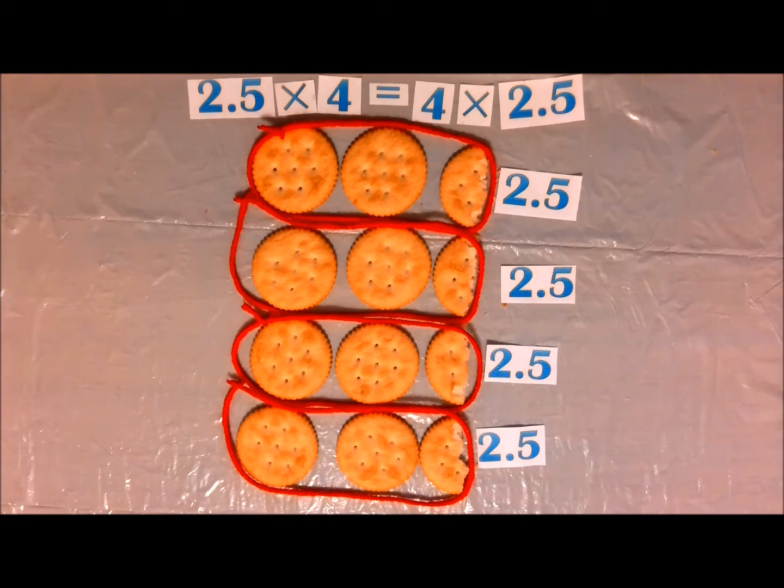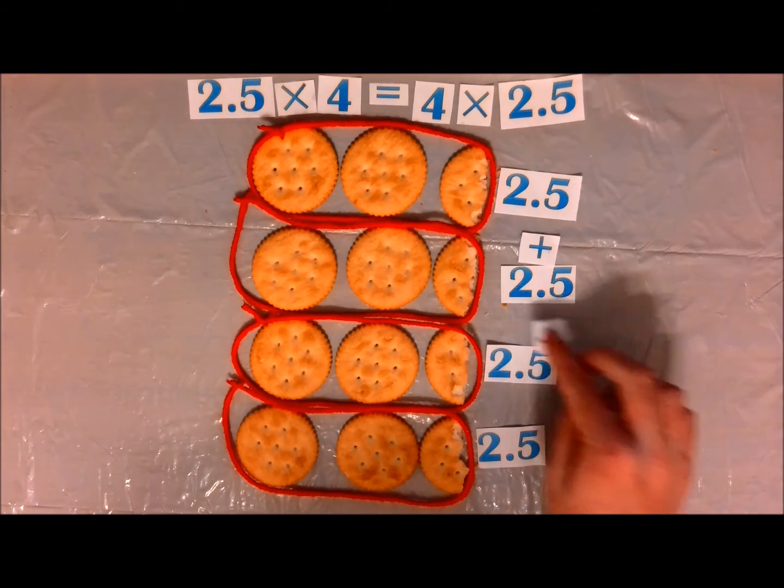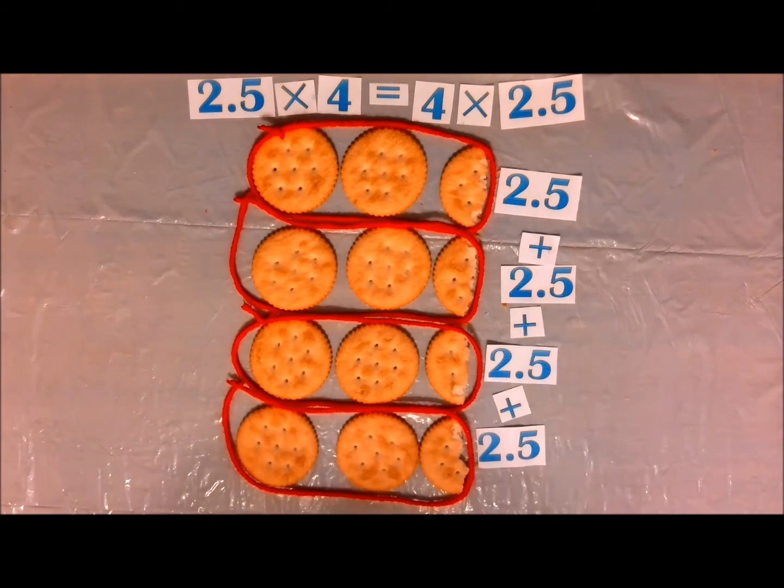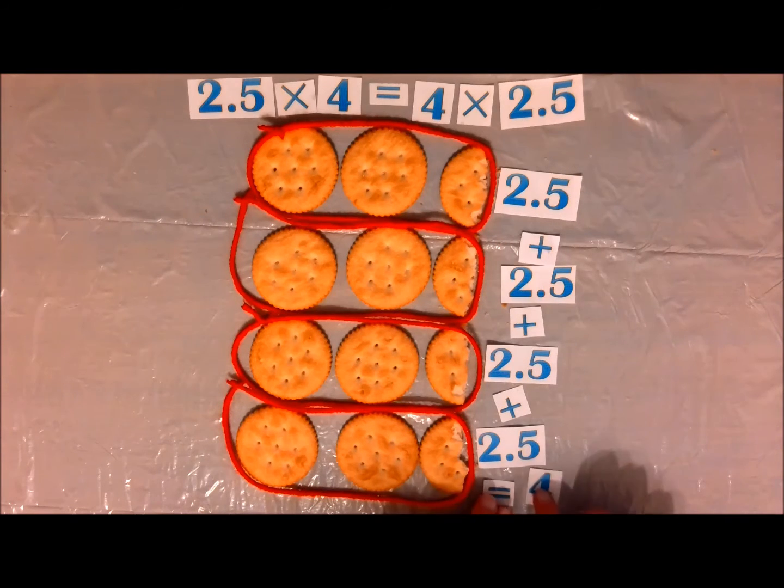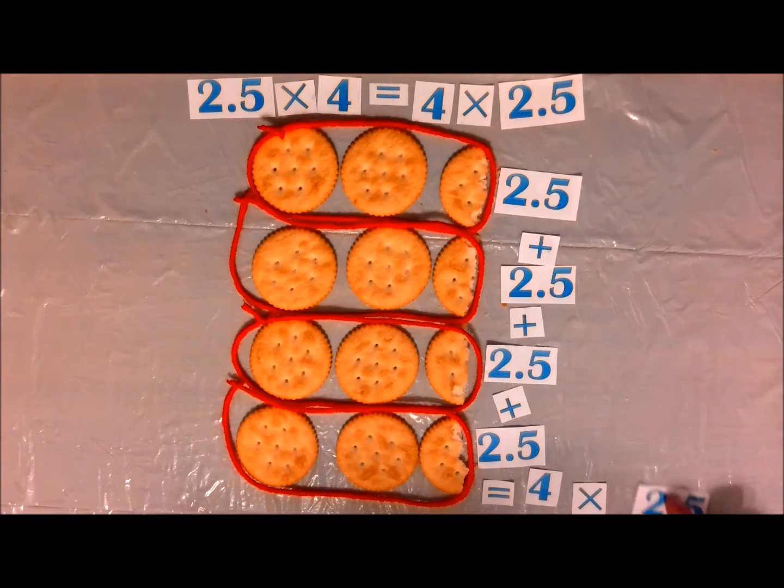We want to find the total number of crackers we have. So we add these numbers all together. We have 4 2 and a halves. So this is equivalent to 4 times 2 and a half.